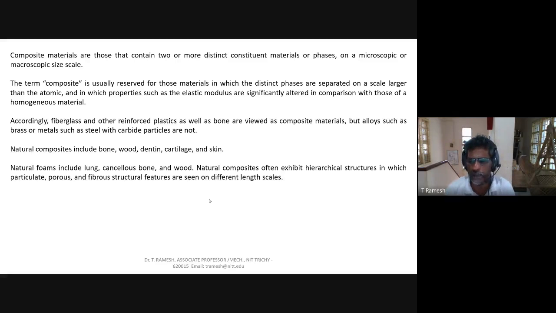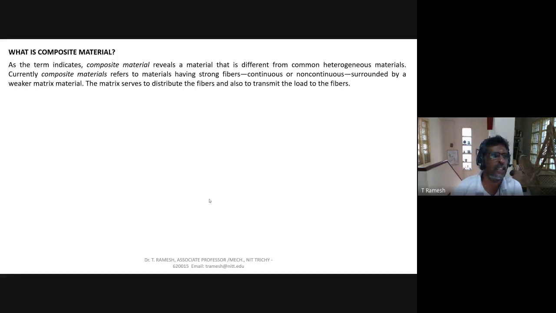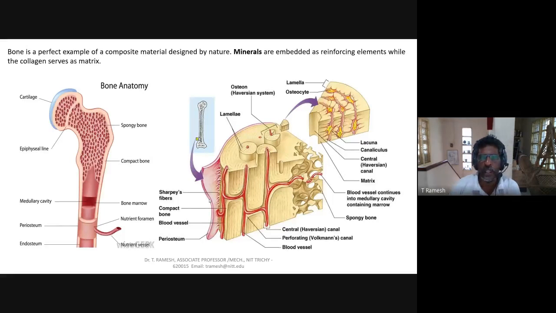Natural composites often exhibit hierarchical structures in which particulate, porous, and fibrous structural features are seen at different length scales. I think by showing a picture it becomes easy to understand how bone is structured. It is not a single material; it's a collection of a large amount of material, very similar to a composite.